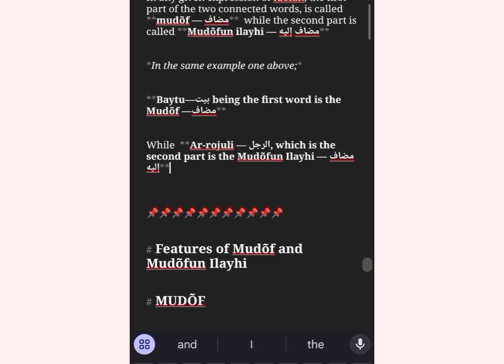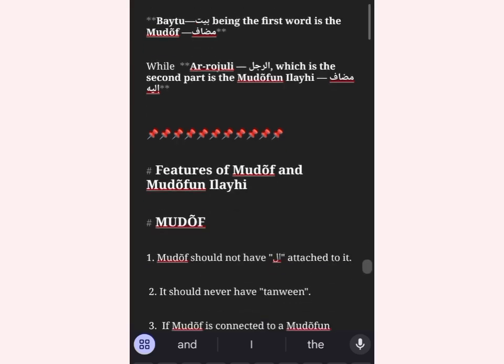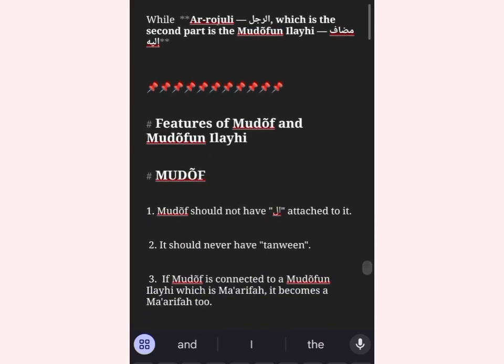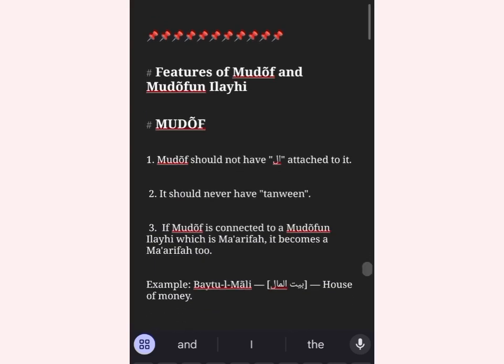And one way or the other, if you're adopting, you are becoming a new owner. I think that is understood in this case. So if it's understood, you don't have any problem forming an idafa expression, showing possession. It's quite easy. Now, if this is understood, let's look at the features of mudaf and mudaf ilayh. They must have some features to identify them.